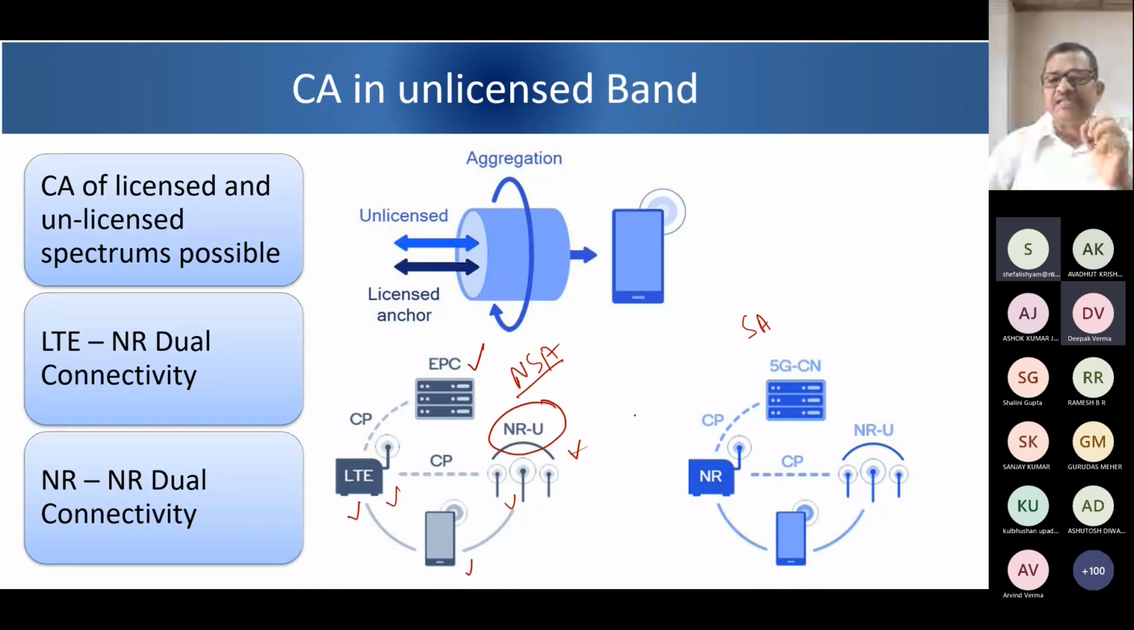to only LTE. In case of standalone, the normal new radio and the unlicensed band radio, one will be on a licensed band, the other on an unlicensed band, and your device can have dual connectivity with both, depending upon what coverage it is getting, so it will get higher data. So that is a kind of carrier aggregation.